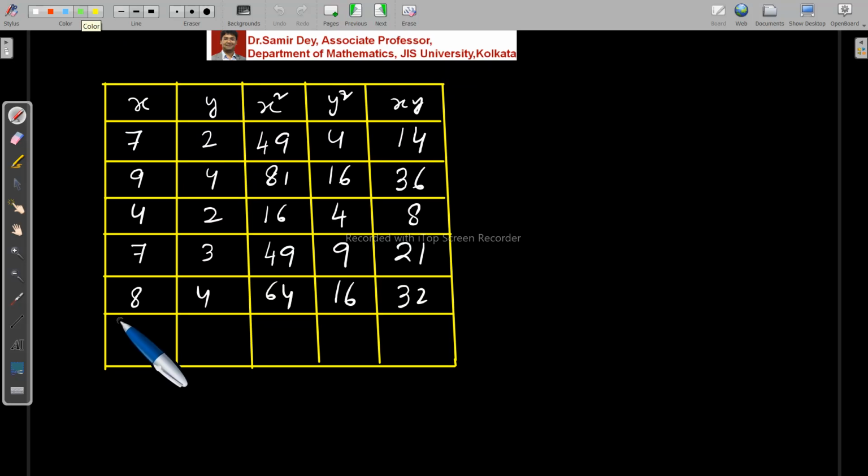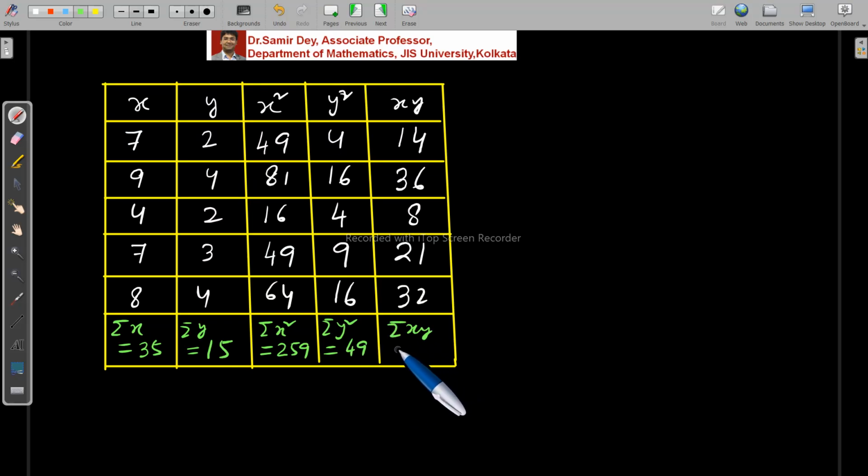Now our objective is to add all these things. Summation x, if I add all together using a calculator, it is coming 35. All y summation, using a calculator, is coming 15. Summation x square is coming 259. Summation y square is coming 49, and summation xy is coming 111. Everyone please check carefully.